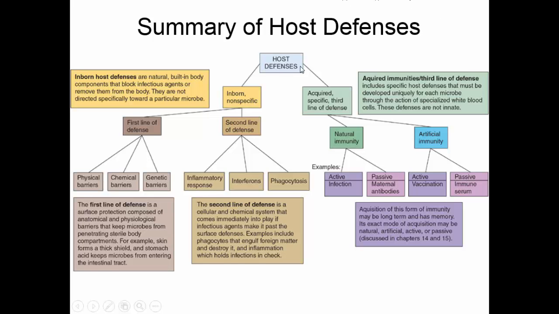So as we look at our summary of host defenses, innate defenses or inborn defenses are first line or barriers: physical, chemical, genetic. Our second line of defense are things like the inflammatory response, interferons, phagocytosis. And then our third line of defense is the acquired immunity. This is based on what we come in contact with, and we can have natural or artificial immunity.